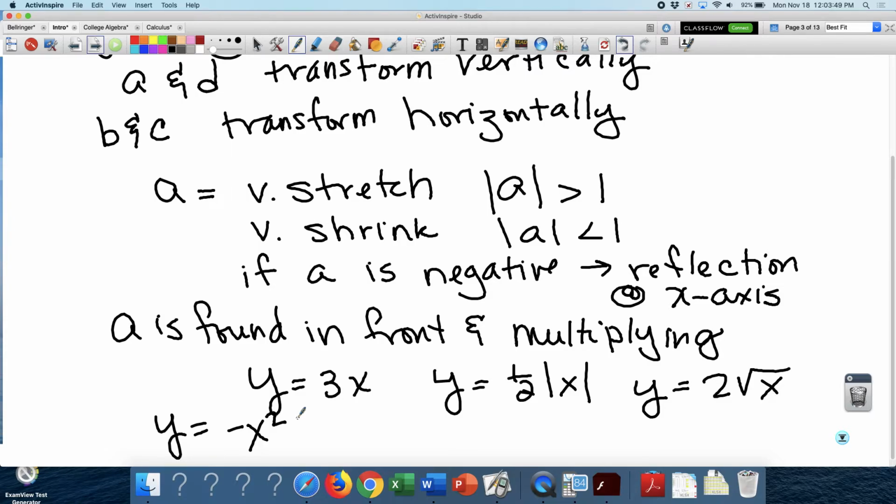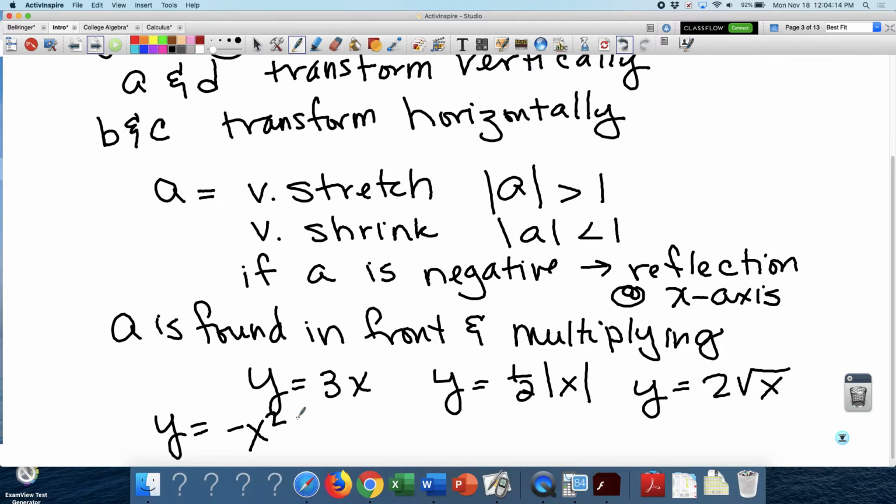Yes, sir. So are we just doing absolute values for this part? Only when you're doing vertical stretch and vertical shrink. If it's negative, you don't ignore the negative. You have to tell me that it reflects across the x. I was just asking if this entire section was going to be absolute value. No.